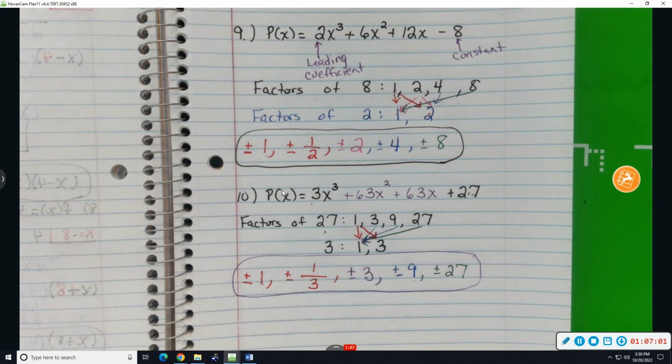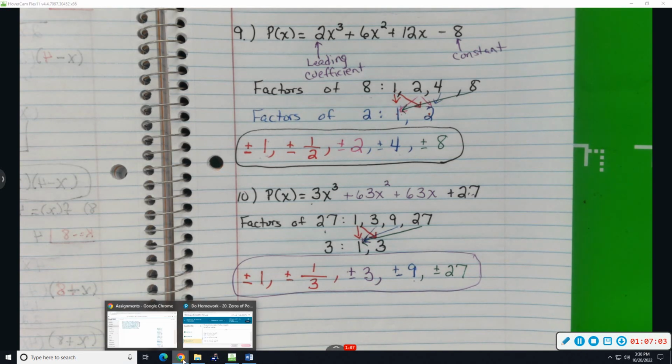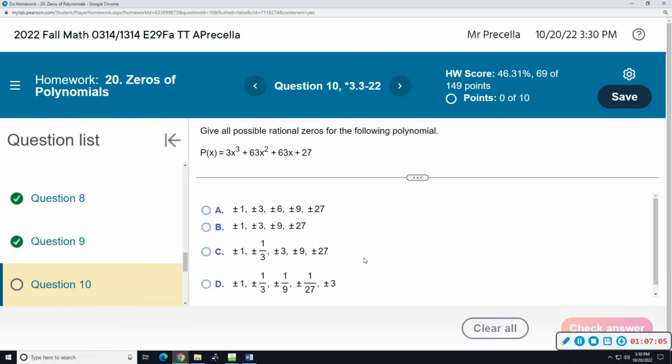So let me see. Which one is it? They may not have it listed in the same order I have it listed in.